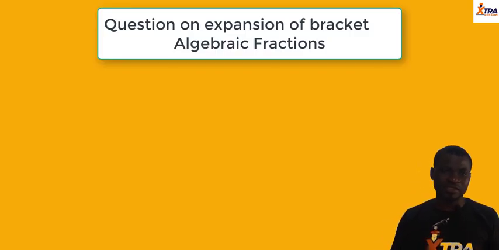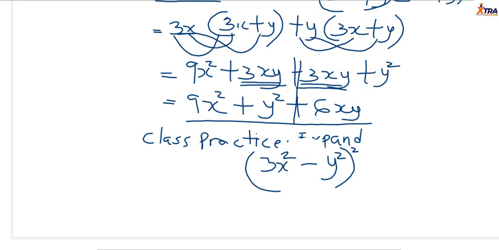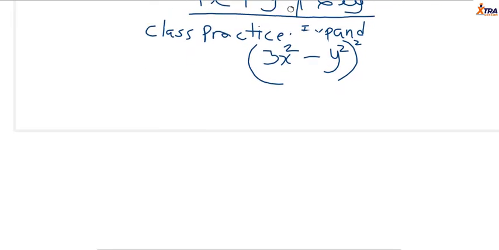But in the last class, I gave you a question to practice on: expand (3x² − y²) in brackets, all squared. You are meant to expand that for me. I hope many of you attempted to do that. Anyway, let's start to find the solution to this question.